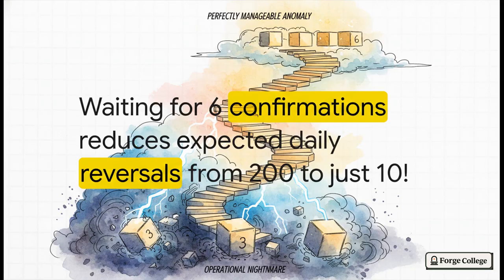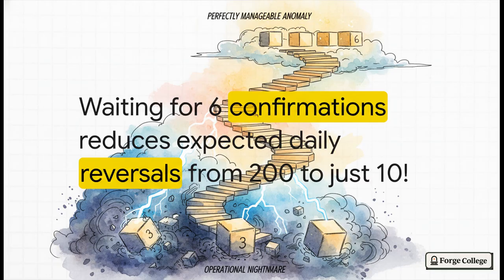Let's say you're an exchange handling 10,000 deposits a day. If you only require 3 confirmations based on historical data, you might be looking at around 200 expected reversals every single day. That is an absolute operational nightmare. Your support team would quit on the spot.